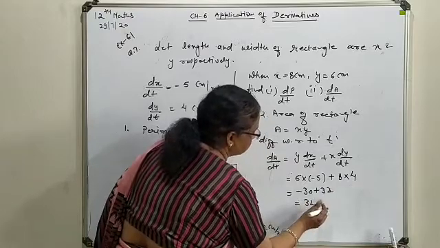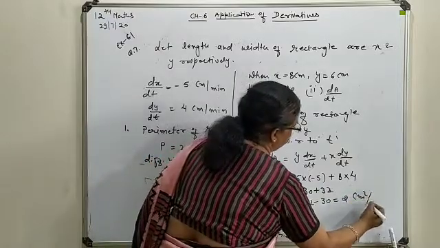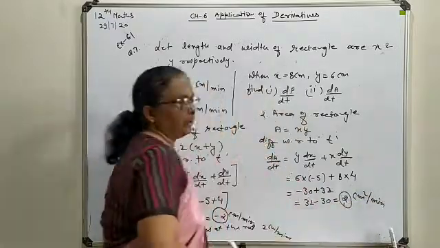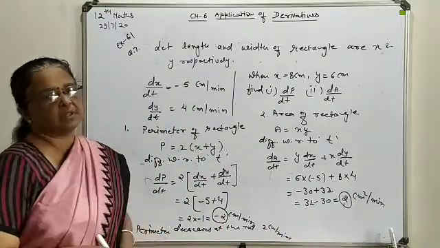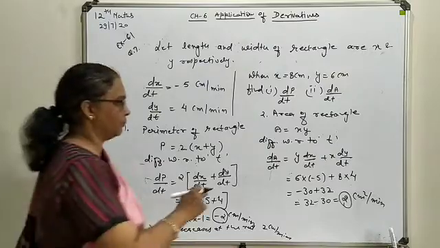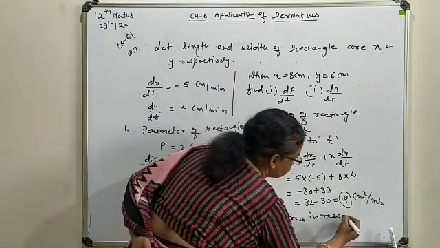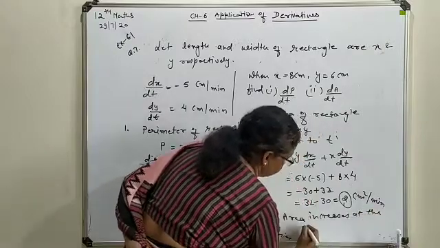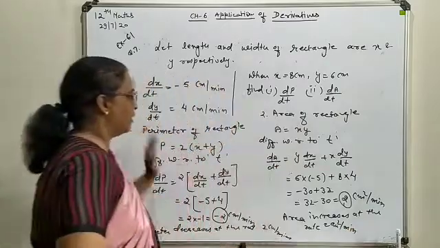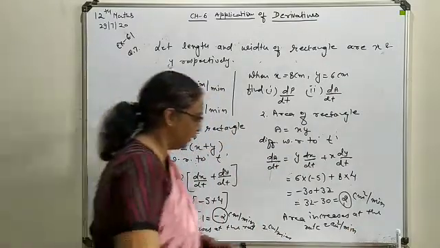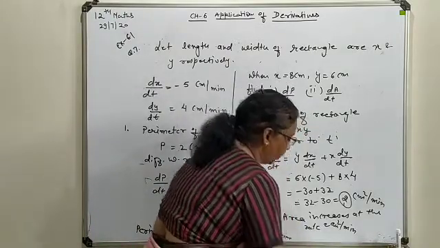This will give you 2. Area means centimeter square per minute. This positive sign indicates to you that area is increasing at the rate of 2 centimeter square per minute. So area increases at the rate of 2 centimeter square per minute. So this way different types of combinations are to be handled. Now we move to one more question.